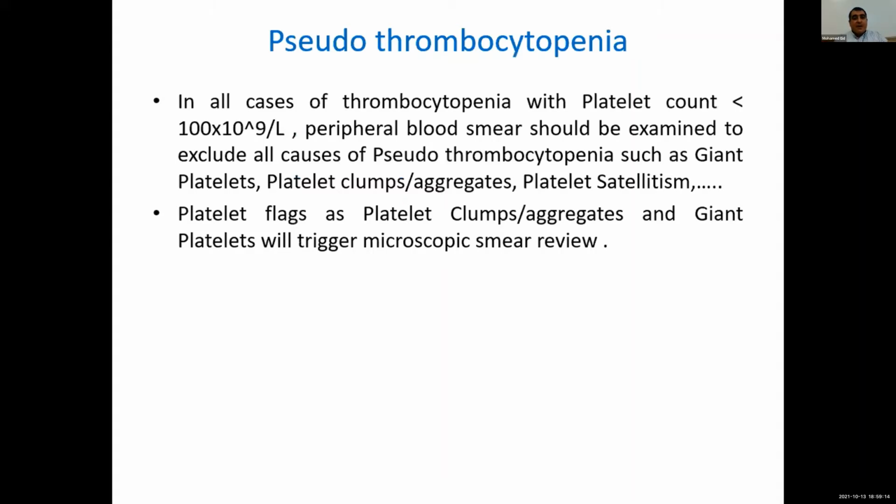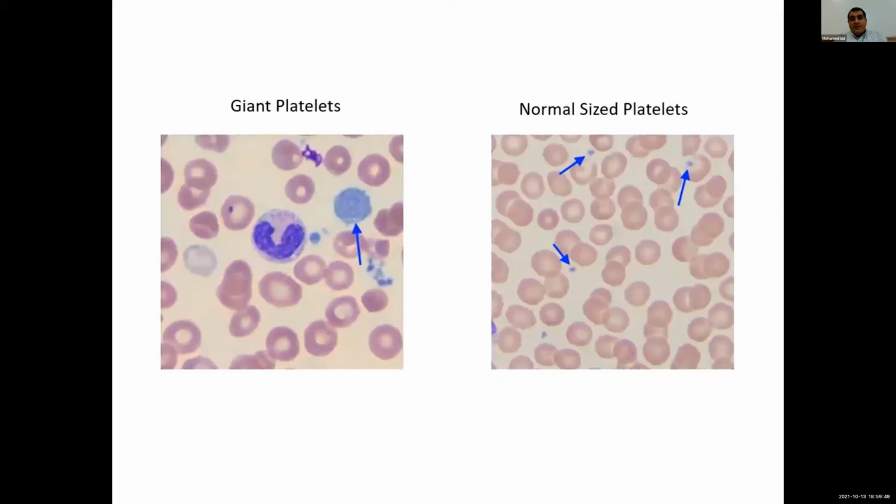Pseudo-thrombocytopenia, or false platelet count. In all cases of thrombocytopenia with platelet count less than 100 × 10^9 per liter, the peripheral blood smear should be examined to exclude all causes of pseudo-thrombocytopenia, such as giant platelets, platelet clumps or aggregates, and platelet satellitism. Platelet flags such as platelet clumps or aggregates and giant platelets will immediately trigger the microscopic smear review.